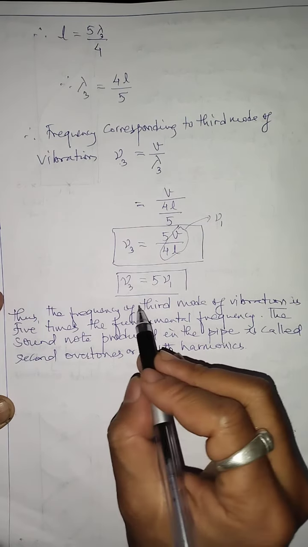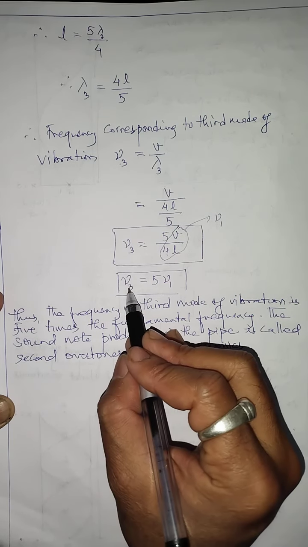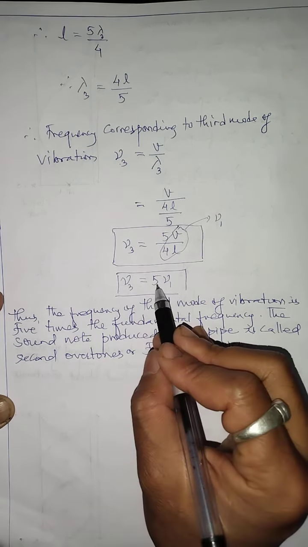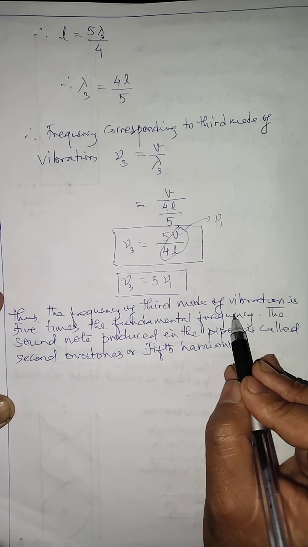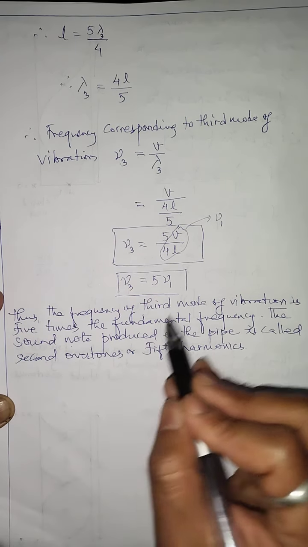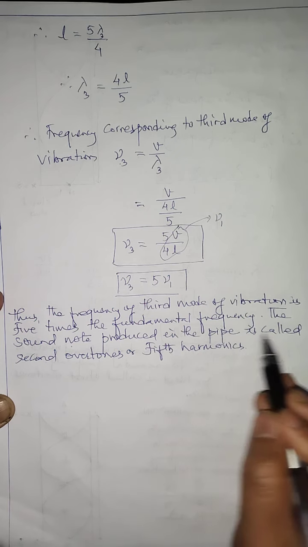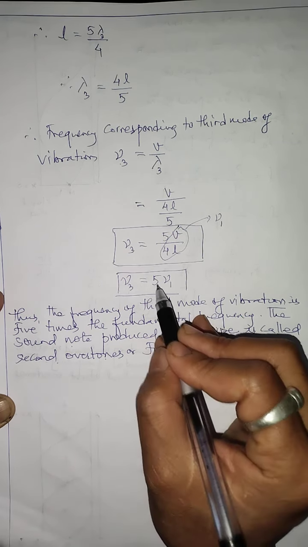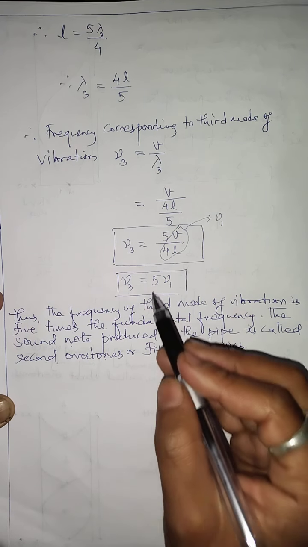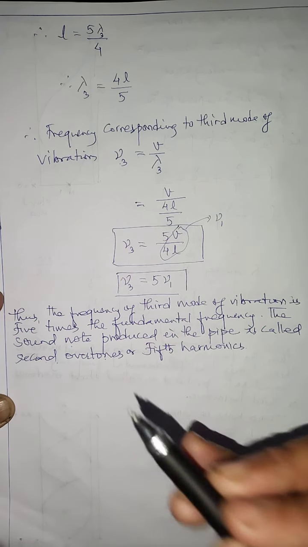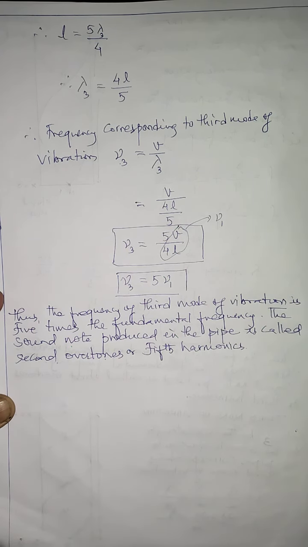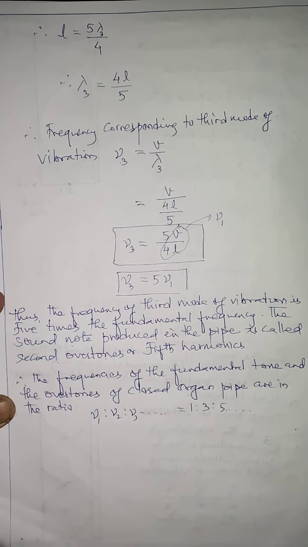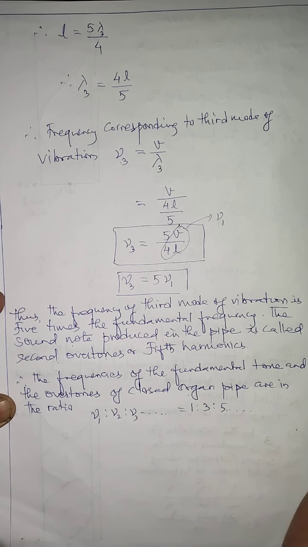Thus, the frequency of this third mode of vibration, nu 3, is 5 times the fundamental frequency, which means the sound note produced in this closed organ pipe is called which tone? Second overtone, or also called fifth harmonic. In terms of harmonic, this is the fifth harmonic, and in case of overtone, it is the second overtone.